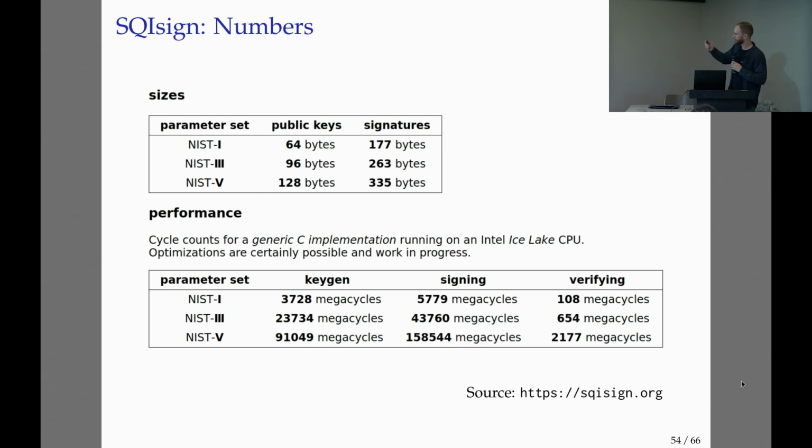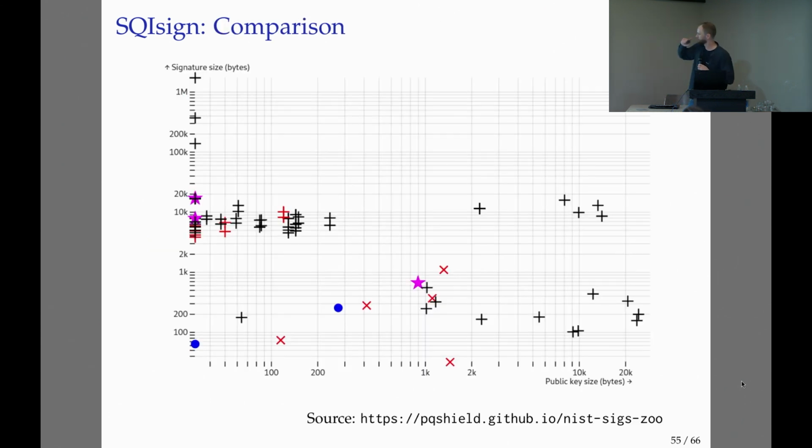Okay, pointing out more things about the sizes, because that's the good part. Here's this picture from the signature zoo, and yeah, the legend didn't make it onto the picture, but I can explain it. So these blue dots are pre-quantum signature schemes. So this is elliptic curve something, I don't know which one, and this is RSA.